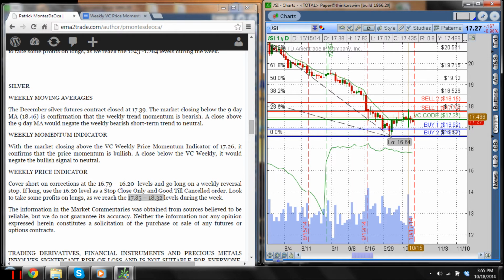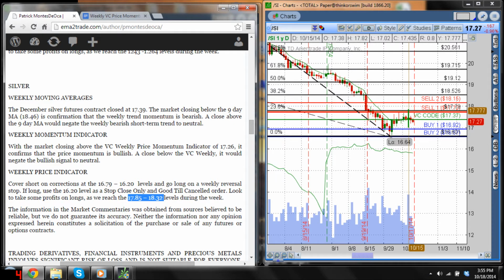Wednesday the 15th, we made a high of 1782, so it took out the target objective, or came very close to the target objective of 1785. If you were carrying your position with a trailing stop, you should have been able to take out your profits, get stopped out, or within reason, be able to take out profits very close to the target.